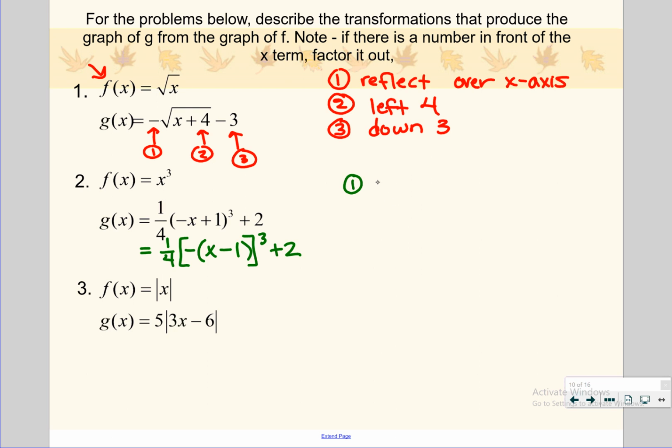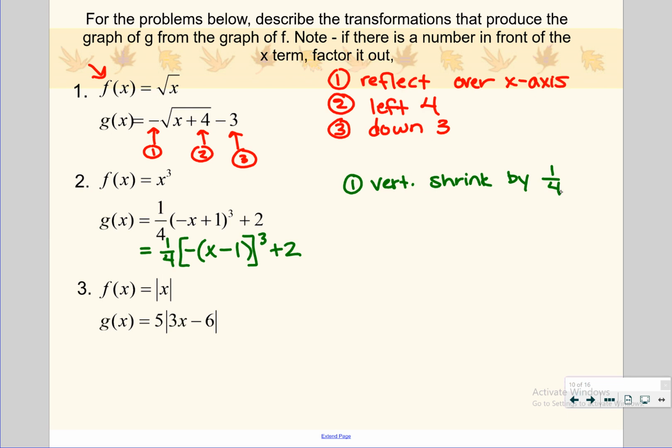Vertical shrink. Yep, and for me, that's fine. Vertical shrink. You could say by 1/4 though. If it's outside, it's going to be exactly what you would think. If it's a number smaller than 1, it's shrinking. If it's a number bigger than 1, it's stretching, and it's vertical if it's outside. Okay, so that's the A value. That 1/4 is the A we're looking at.